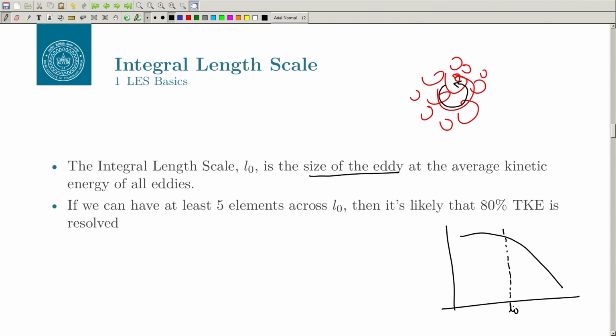So, what you can do, let us say you can choose a grid size which is basically 5 elements across L naught. What I mean by that is, so this is my wave number, right, and this is my energy. So, this is, let us say, 2 pi by L naught. L naught is the scale which basically gives you the average kinetic energy of all eddies. This is the typical size of an eddy, and if we choose a size delta, which is basically L naught by 5.